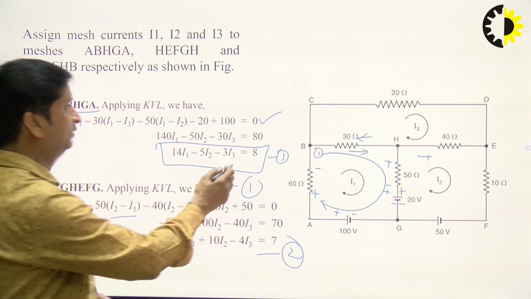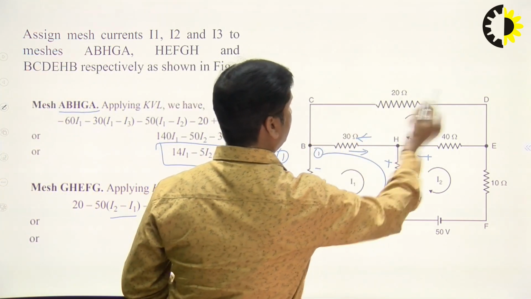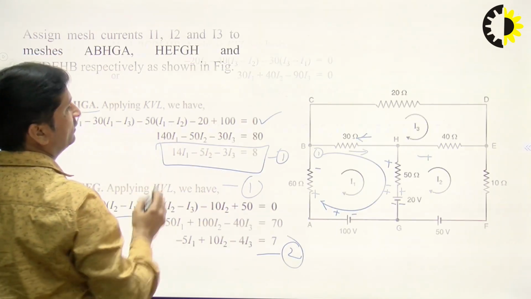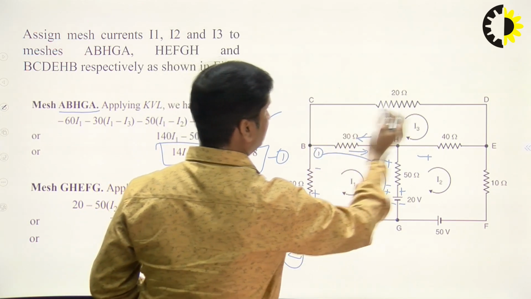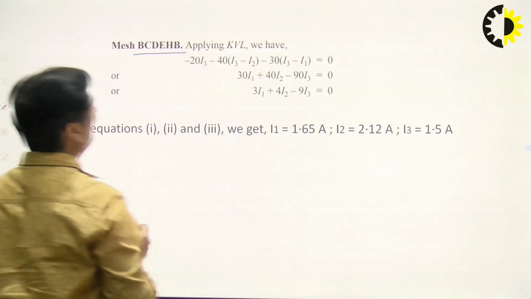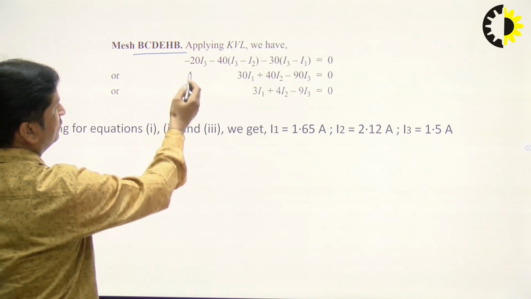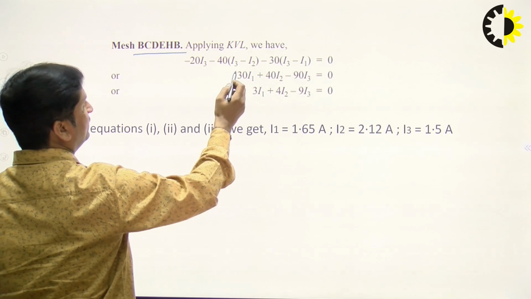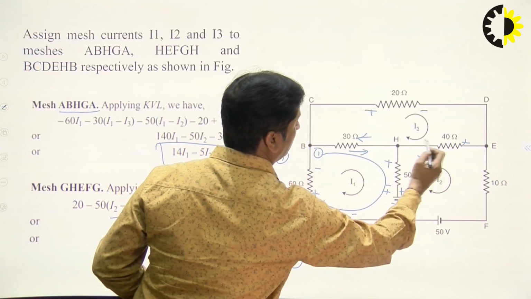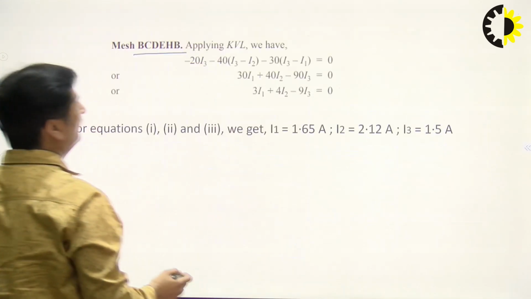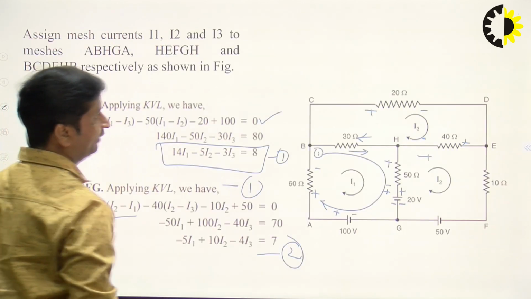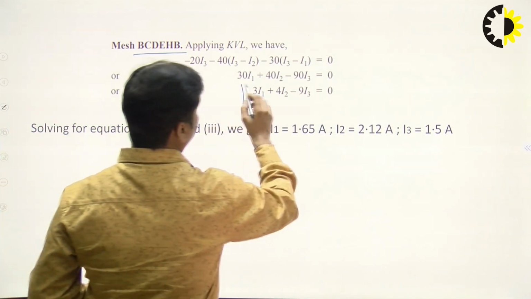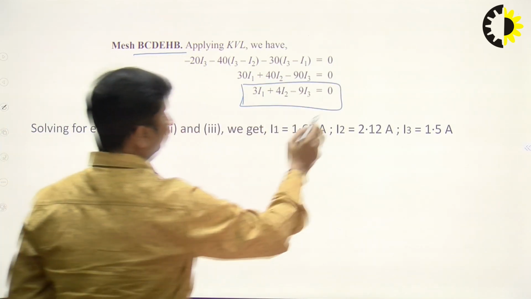Last for this mesh, B C D E H B. So for this we can do minus 20 I3, minus 40 (I3 minus I2), minus 30 (I3 minus I1). And then again, further we solve it, we'll get equation number 3.